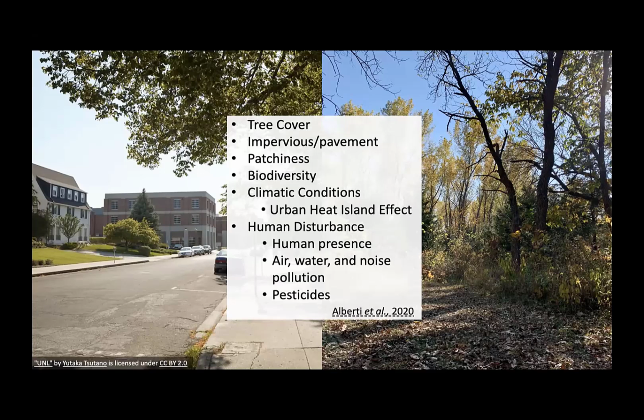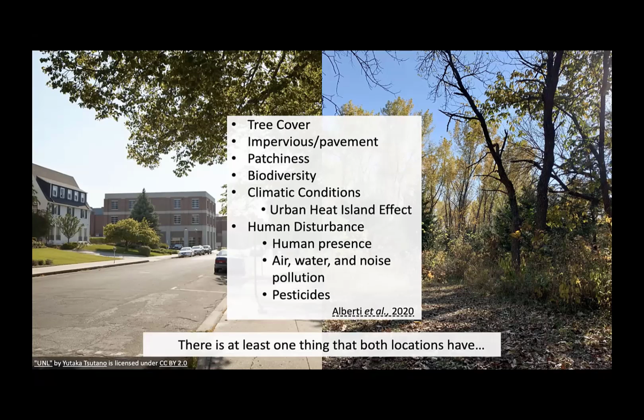There's differences in the biodiversity of both plants and animals. There's surely differences in climatic conditions, especially that of the urban heat island effect, where cities on average are warmer than the surrounding areas. And then there's huge differences in the human disturbance. There's quite a few people that use the trails of Wilderness Park, but city campus has about 25,000 students that are on campus during the school year. So a lot more human presence in the city. There's also differences in the air, water, and noise pollution, and surely pesticide use.